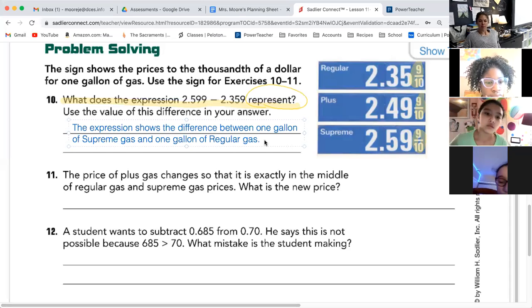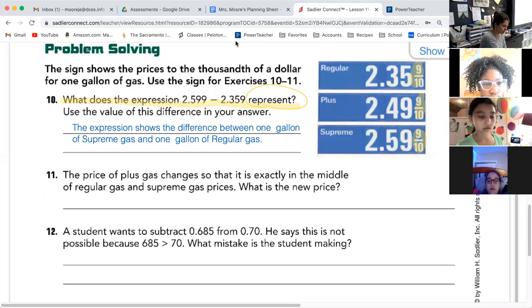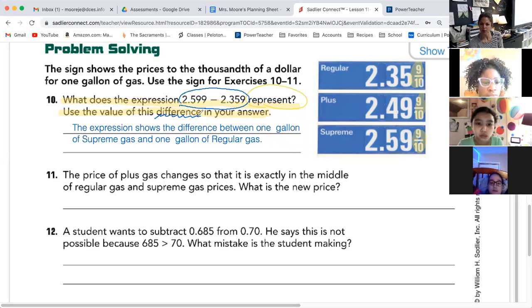All right, so then the next part of our question, and I like to highlight as I go, because I don't want it in blue, I don't want it in yellow. The next part of the question says to use the value of the difference in your answer. What does the word difference mean? The difference means the answer to the question, right? What is the answer of the difference here? What is the actual value between those two? Do we know, or do we have to stack it up and solve it?